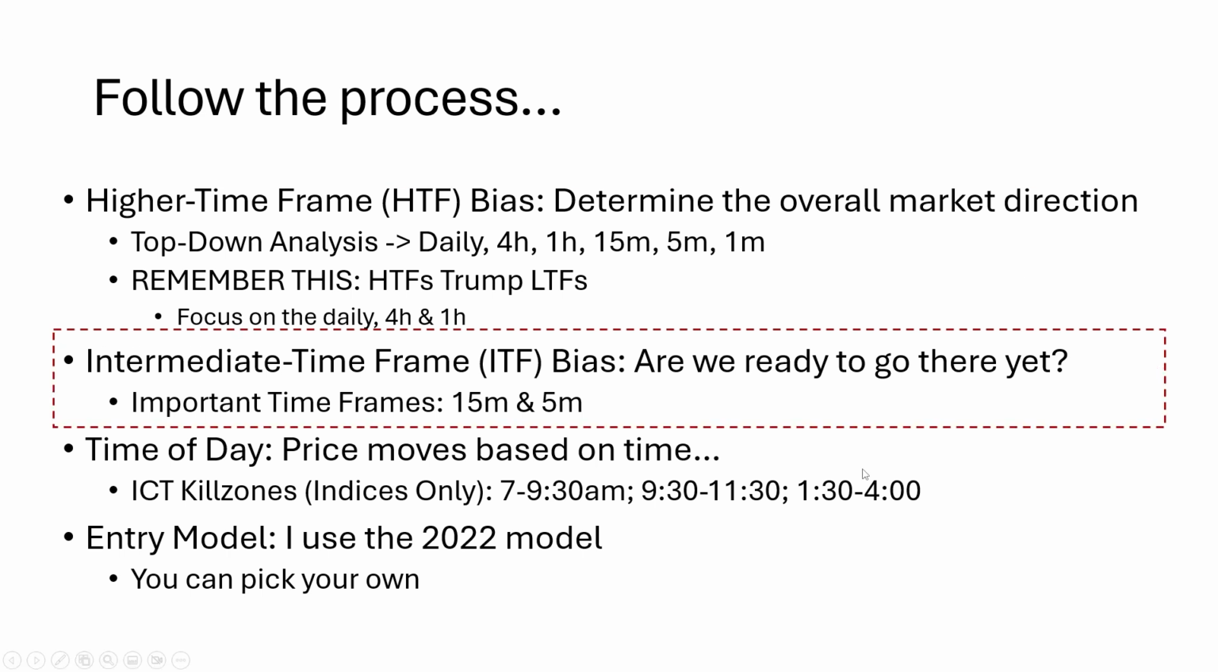Now, intermediate time frame bias. What does this really mean? Before, we talked about the why. Where do I think price is going and why, right? And that's because of the higher time frame bias. Now, intermediate time frame bias is really about how you get there, right? So higher time frame bias is, why are we going in this overall direction? Intermediate time frame is now, how do we get there, right?